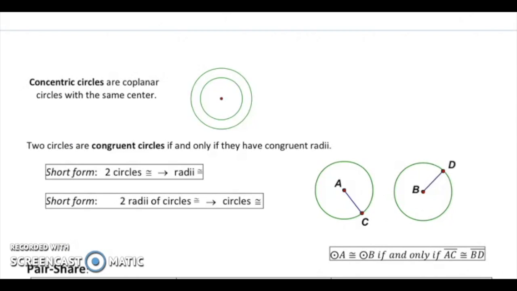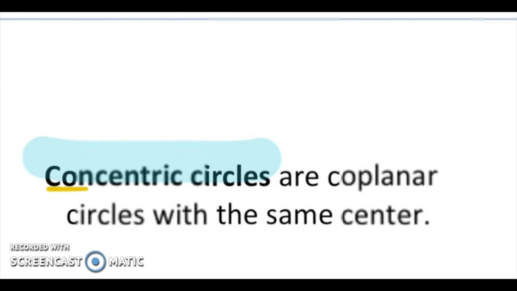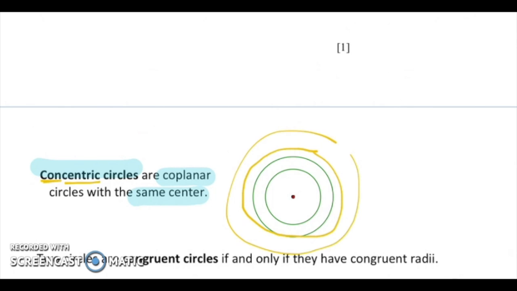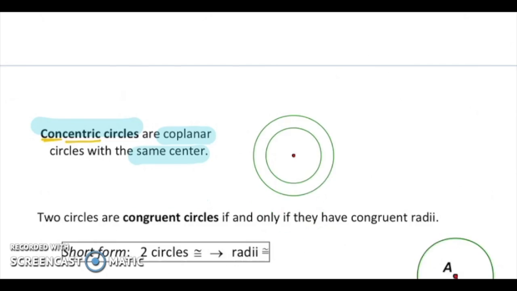Our next definition is of concentric circles. And think about this, I want you to think of con, meaning together, and centric, meaning center, right? So these are circles that share a center. They are coplanar and have the same center. So if I put another circle around these, and another circle around these, and they're all sharing the same center right here, those are concentric circles.